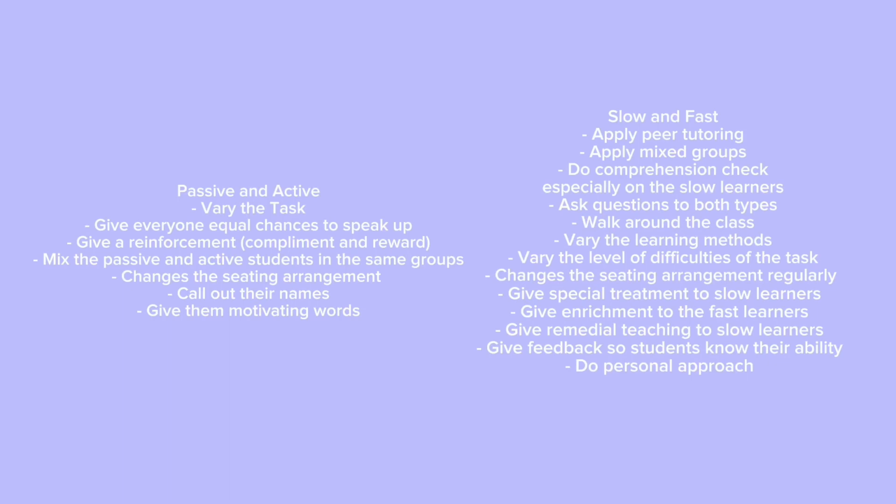Give special treatment or attention to the slow learners, and also give enrichment, extra exercises, to the fast learners. Give remedial teaching to the slow learners. Give feedback so students know their ability. Do a personal approach. Talk to a specific learner if needed. So it's not too different from before about passive and active learners. So yeah, we don't specialize in just one student. We have to specialize in all of the students that we teach. So that's the explanation about how to deal with the different types of young learners.